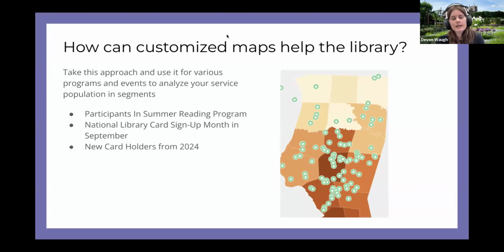Does that get a little complicated? Yes. But you could also do it in segments. Let's say you just want to analyze new library card signups from your summer reading program this upcoming summer. You can take that data set and just upload the addresses and see, oh, a lot of my new library card signups are coming from this particular area of my county.